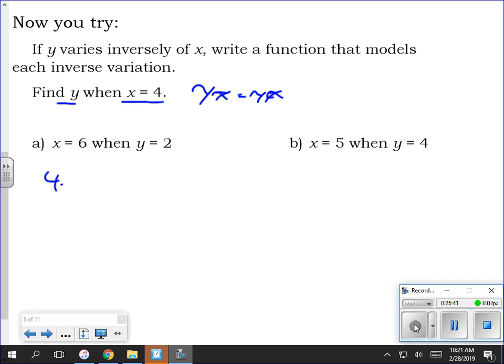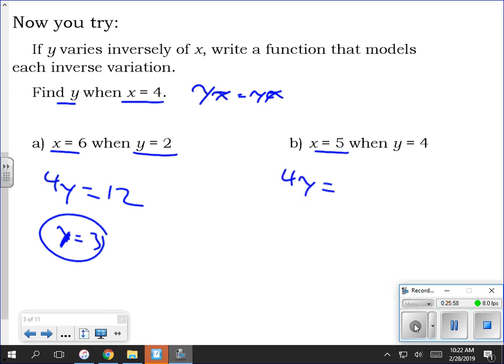So I'm going to get 4y equals x times y here. 6 times 2 is 12. 4y equals 12. So y equals 3. Same thing here. 4y equals 5 times 4. That's 20. Y equals 5.